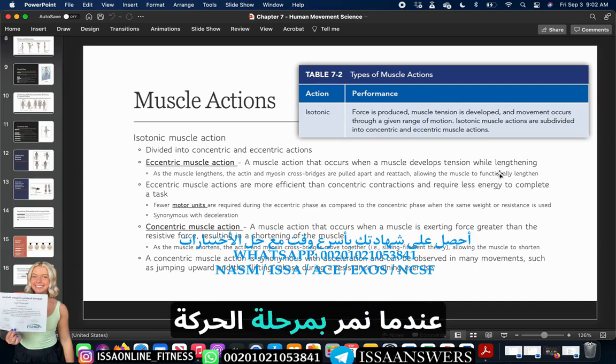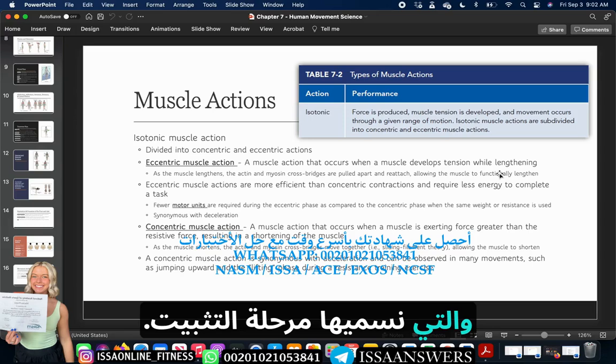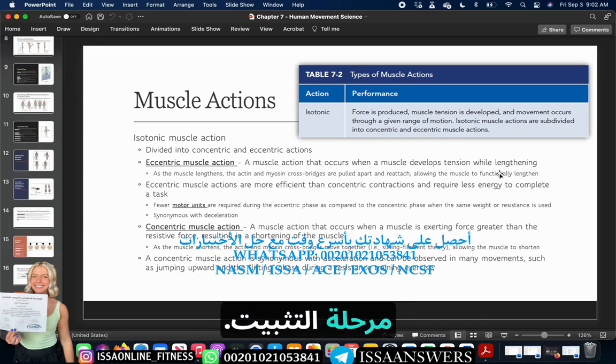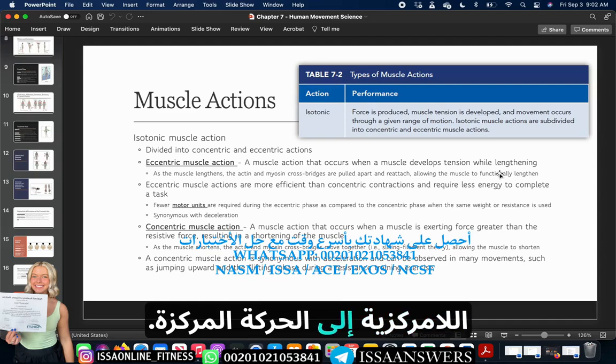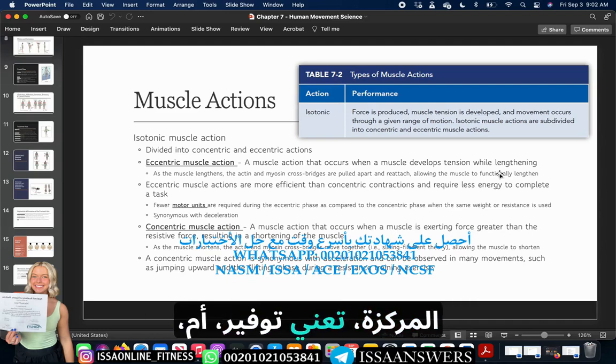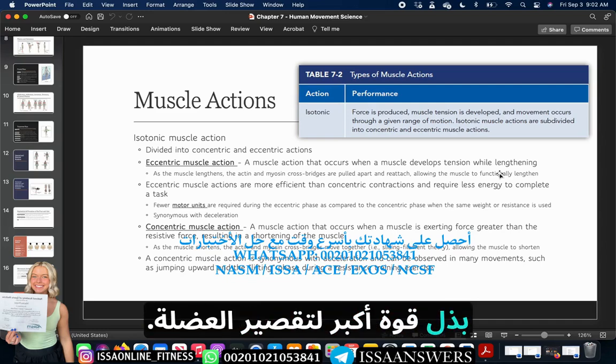As we go through the eccentric action, the next stage would be to transition, which we would call your amortization phase. Amortization phase. And that's the transition phase from going from eccentric to concentric. Concentric meaning providing and exerting greater force to shorten the muscle.